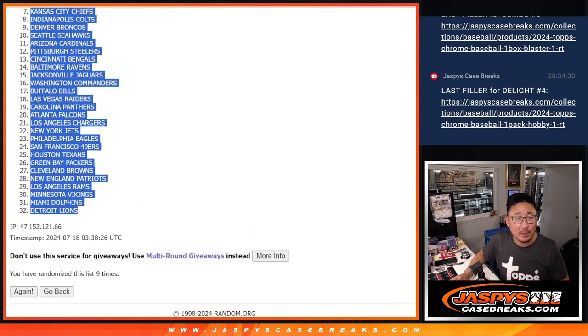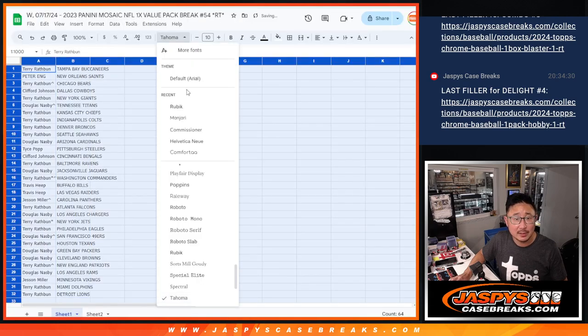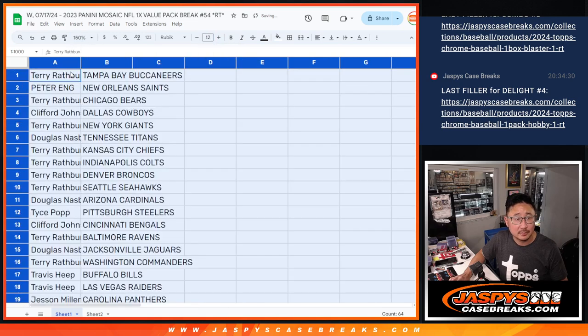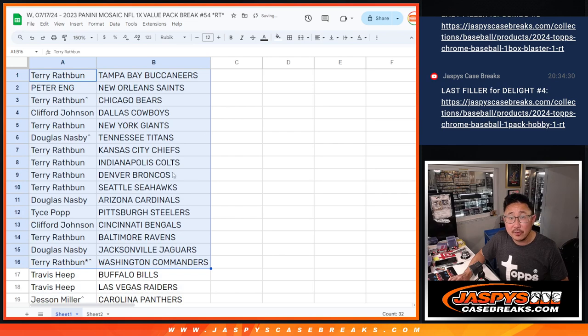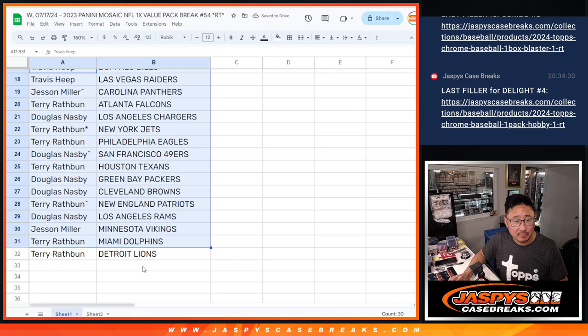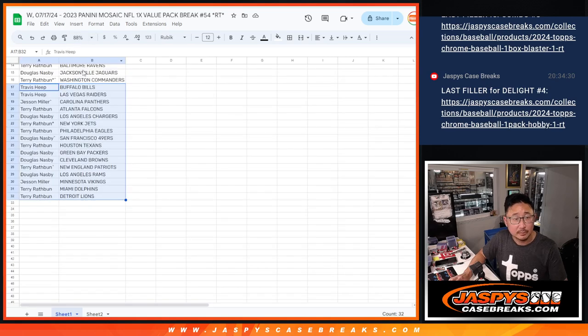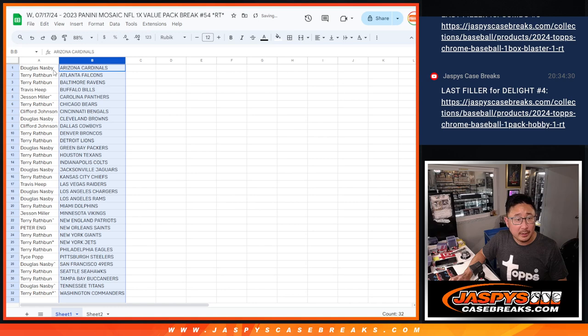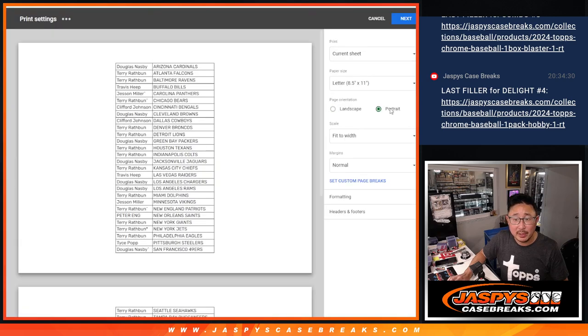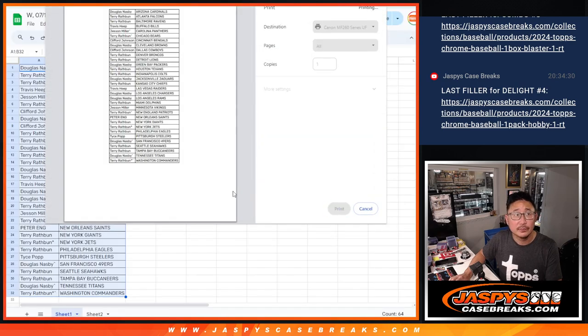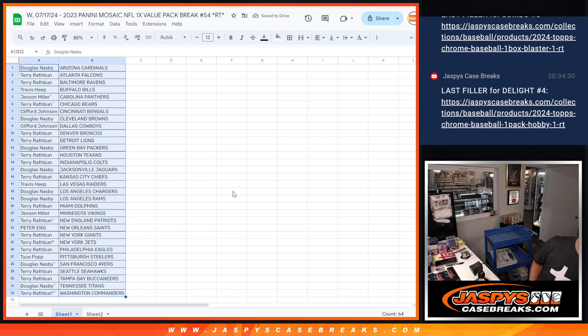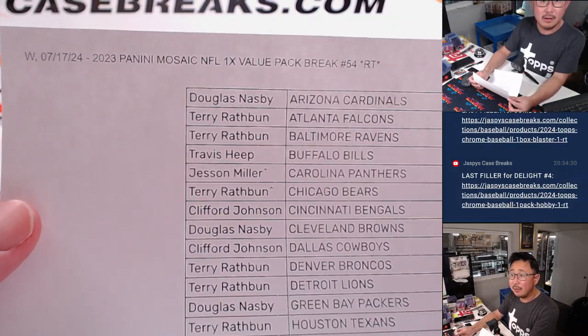All right, and no trade windows in these little filler pack breaks. There's the first half of the list right there. Second half of the list right over here. And let's alphabetize by team. Let's print and rip. All right, there is the final printout, hot off the presses.